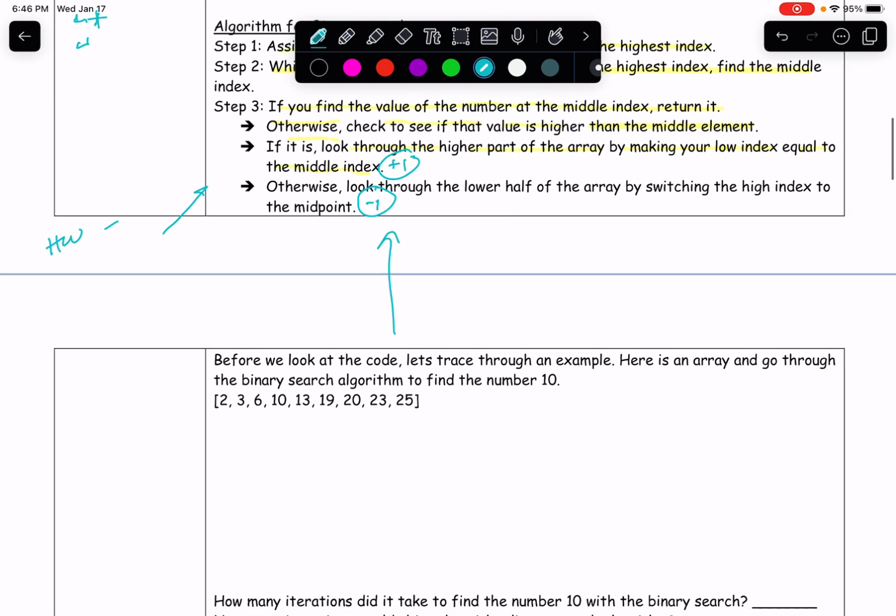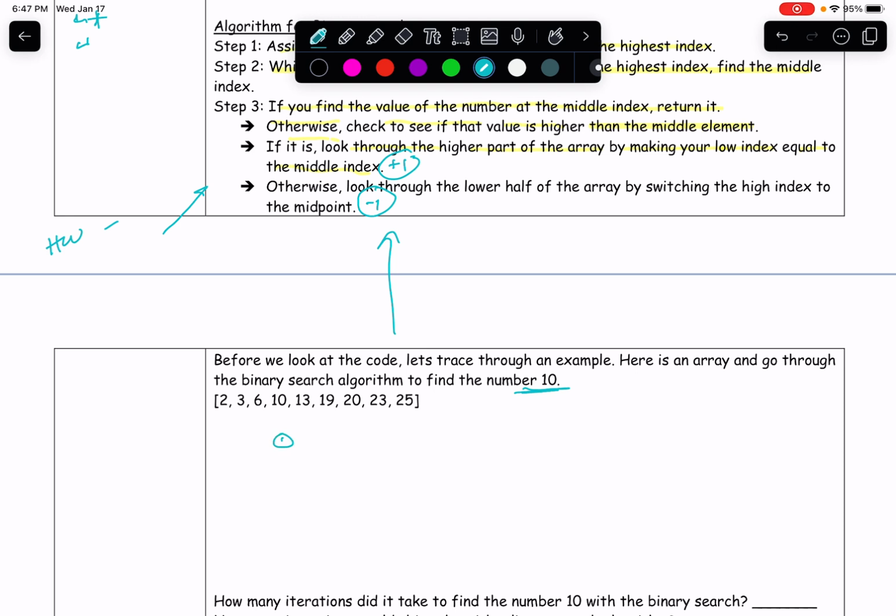So let's look at this and see that it's sorted: 2, 3, 6, 10, 25. And they want us to find the number 10. Okay, so here's what you do. I'll make a little table of how many times we try. So here's the first try.